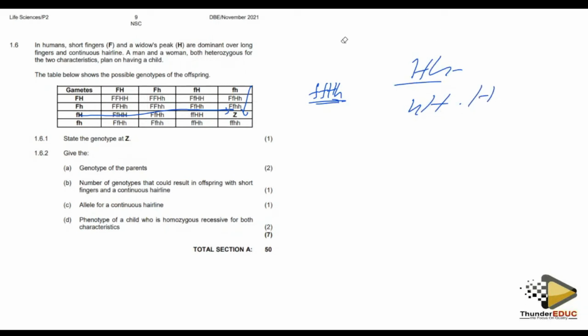Yes. Okay, now let's go to our question. The question is saying give the genotype of parents. How do I identify the genotype? This is a very challenging question to kids. But let me show you how you can get the genotype of the parent because they didn't give you anything here. But look at the gametes.